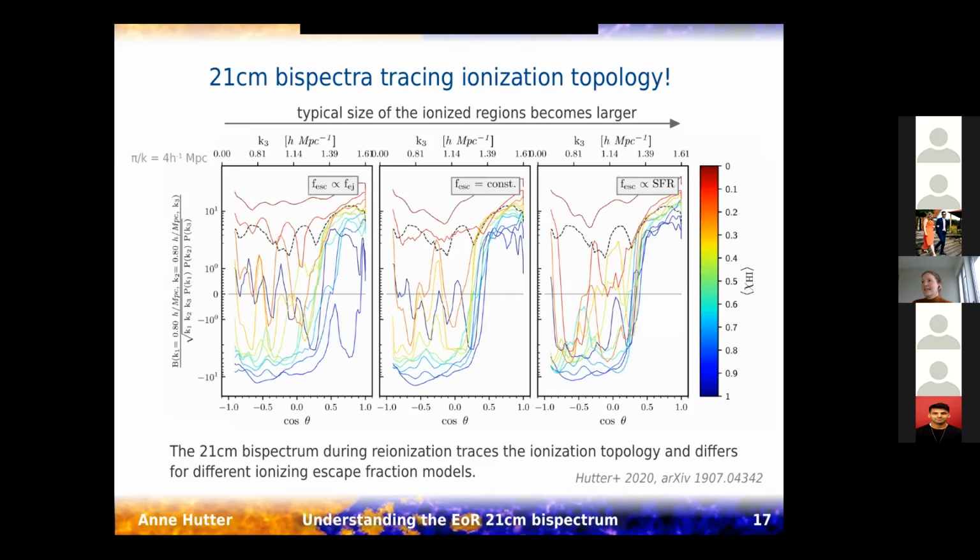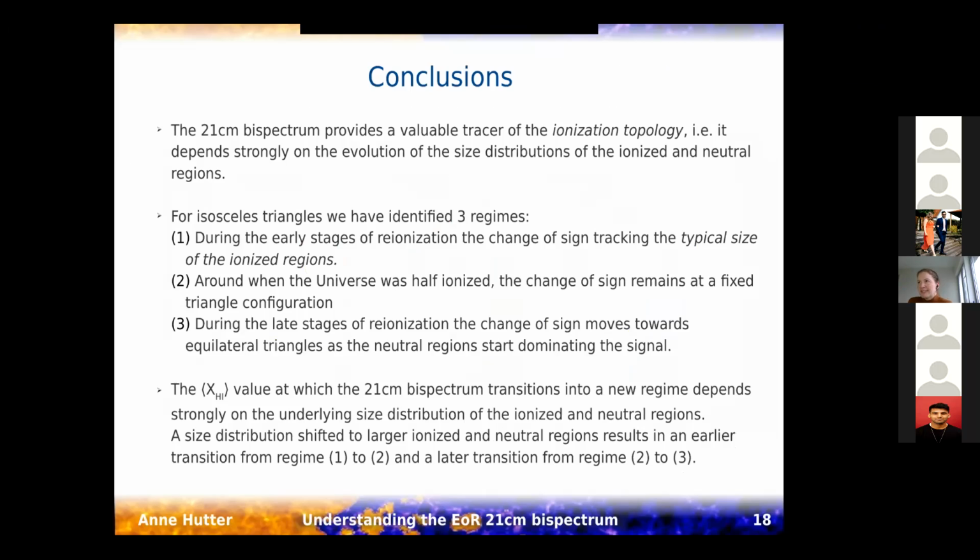So to summarize, I think the bispectrum provides a really valuable tracer of the ionization topology. And as I have shown you, it depends strongly on the size distribution of the ionized and neutral regions. We have identified 3 regimes, and I think the most promising one is probably the one during the early stage, where the scale at which the sign change appears tracks the typical size of the ionized regions. However, when the bispectrum enters or leaves a certain regime will also tell you something about the size distribution of the ionized and neutral regions.